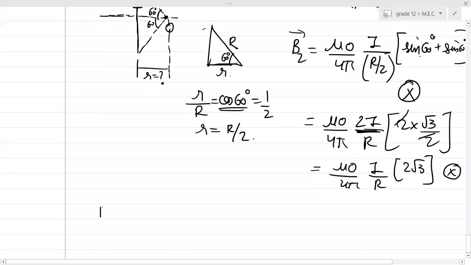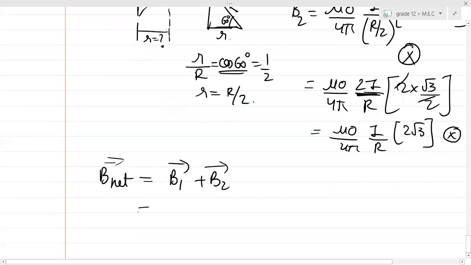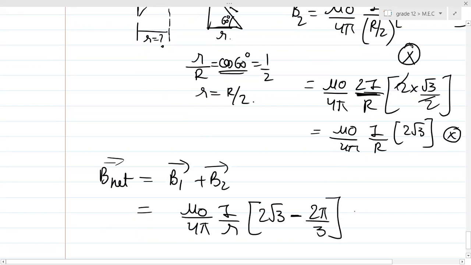So basically the net magnetic field will be B2 minus B1. Although I am doing this only, B1 vector plus B2 vector, but can you see the bigger minus smaller? So this will be ultimately what? Mu naught by 4 pi, I by R, 2 root 3 minus 2 pi by 3, and the net direction will be the direction of the bigger magnetic field. Is this clear, guys?